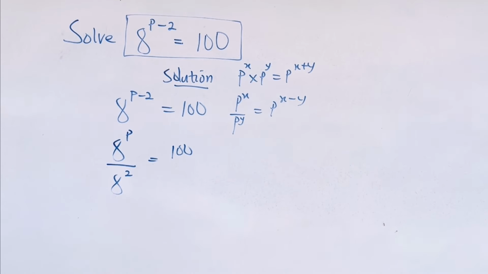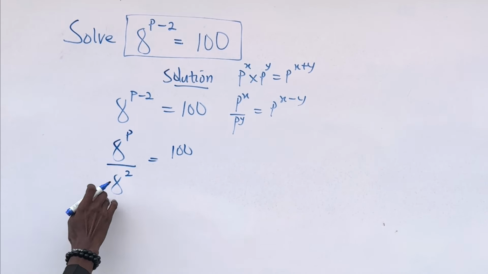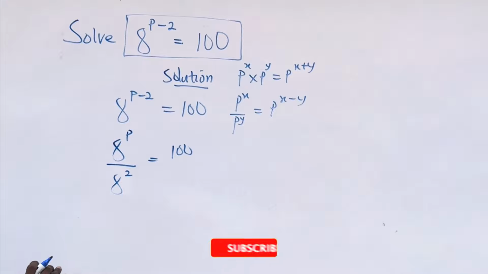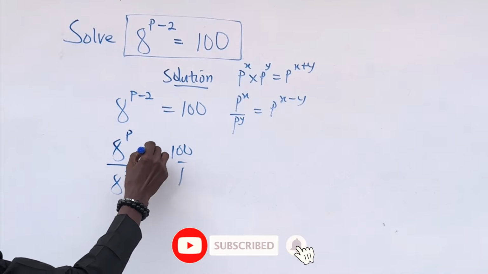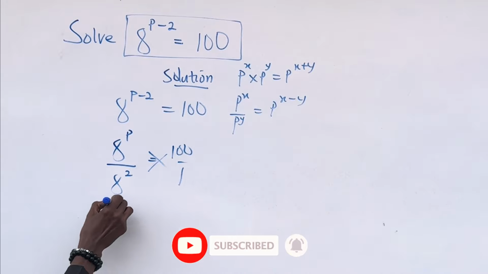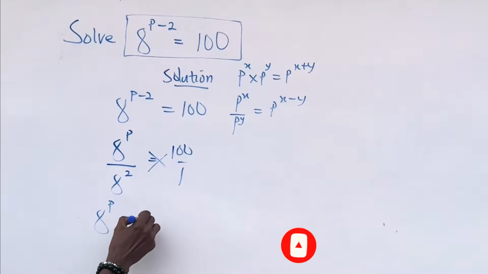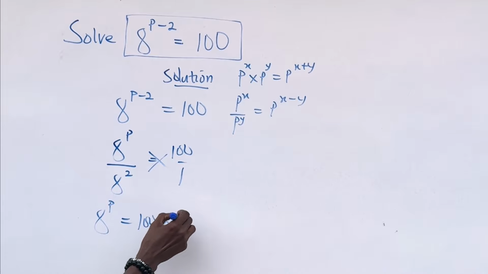So this will give us 8^p divided by 8 raised to the power 2 equal to 100. So 8 raised to the power 2 is 64, right? Okay, but let's just cross multiply. So 8 raised to the power p equals 100 multiplied by 64. That's 8 square is 64.